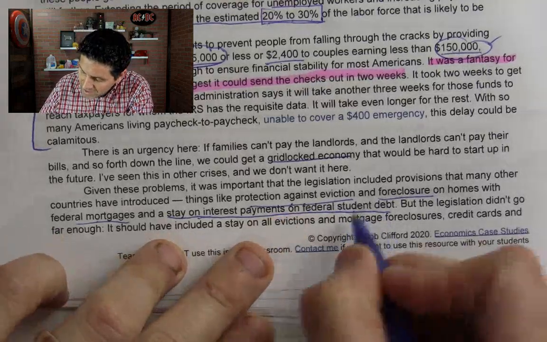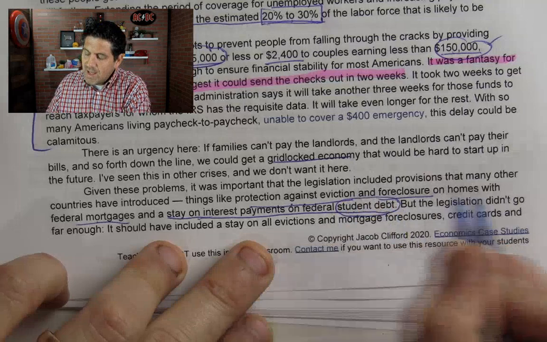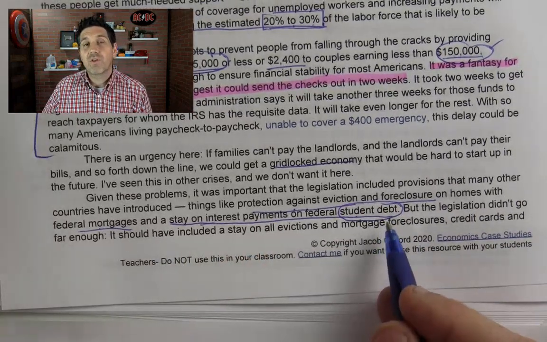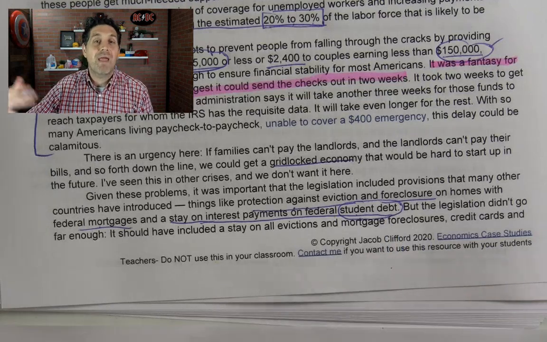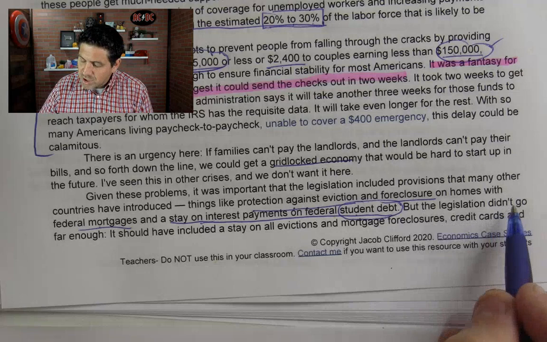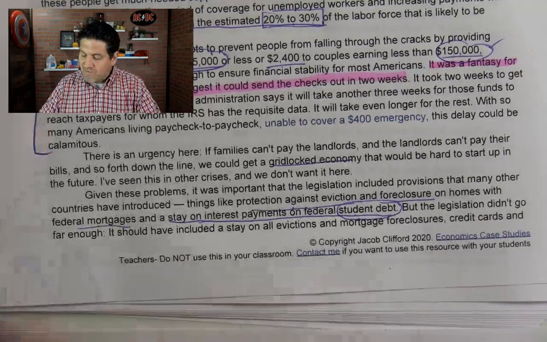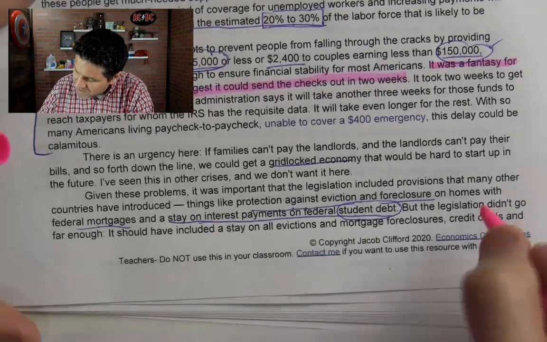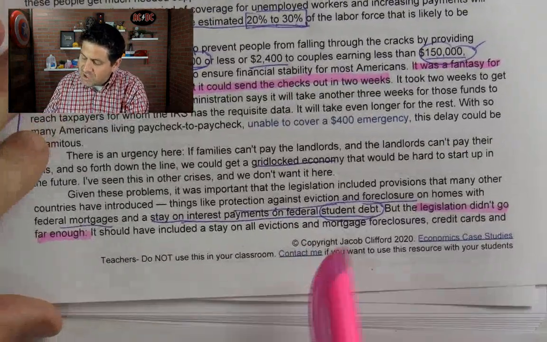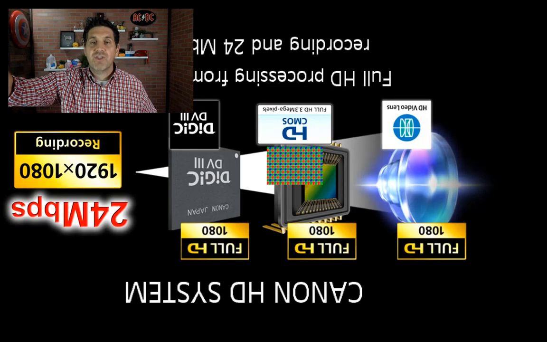The only downside of doing it with people with student debt, if you think about that a little bit, is that student debt is usually people who have gone to college, and those people, in theory, would be making more income than people who didn't go to college. But anyways, keep going. But the legislation didn't go far enough. This is, again, more of opinion here. He's saying it didn't go far enough. It should have included a stay on all evictions and mortgage foreclosures, credit cards, and car repossessions. These are all things he thinks should have been added, which were not added.